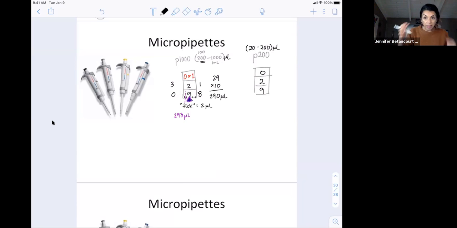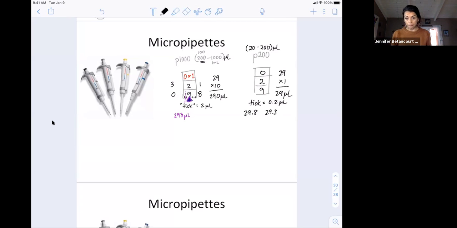And so the way that you read this, you read it top to bottom. What does it read? It reads 29. You don't multiply it by anything; if you want to, multiply it by 1. Basically this is set to 29 microliters. This one also has tick marks as well. And this tick mark allows the pipette to be precise to 0.2 microliters. So you can set it for 29.8. You can set it for 29.3. You can set it for those things and be pretty precise with it.